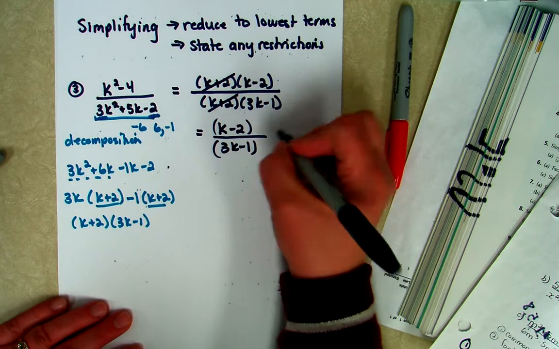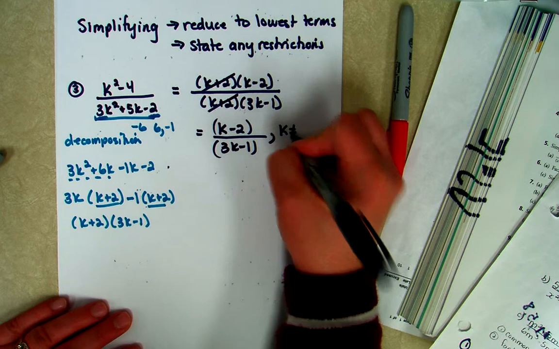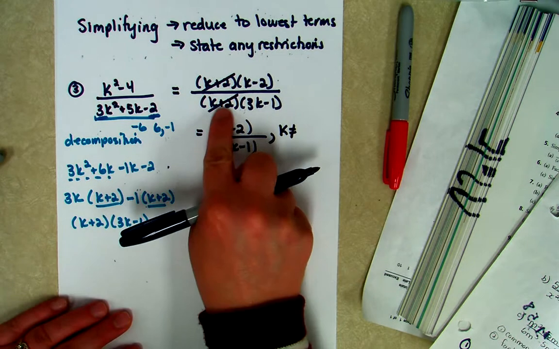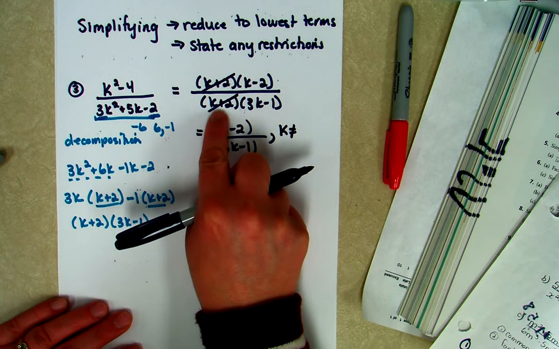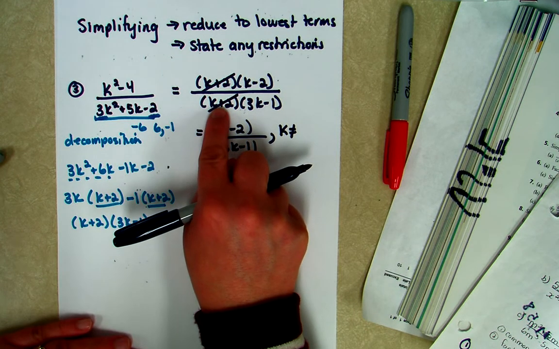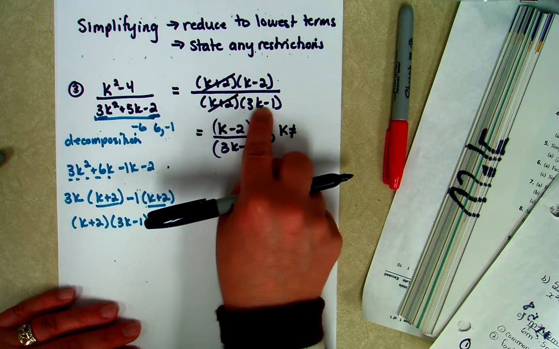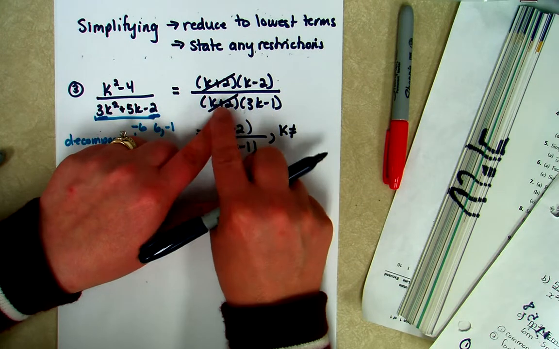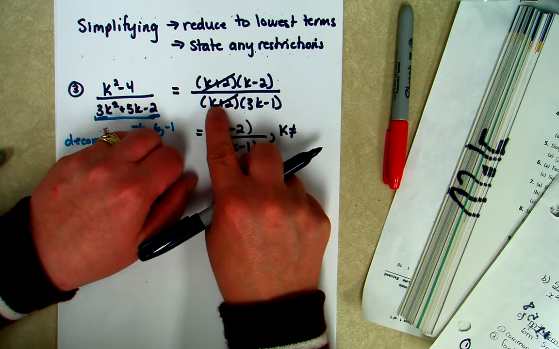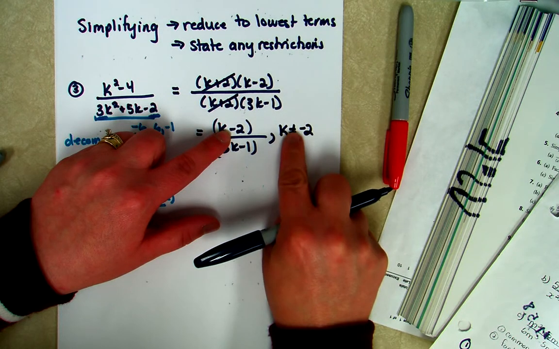But now we have to state any restriction. So after my answer, I'm going to put a comma, and I'm going to give my restrictions. The restrictions come from the bottom, and even though this k plus 2 bracket is gone, I've actually divided by that bracket. So in a way, it's even more important that this bracket is not 0, because I have actually divided by it. So you go up to where all of your pieces of the bottom were, and I'm going to give my zeros. The solution, or the 0 from k plus 2, would be -2. So that gives me my first restriction.